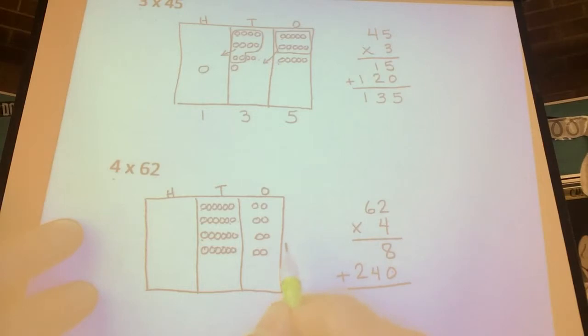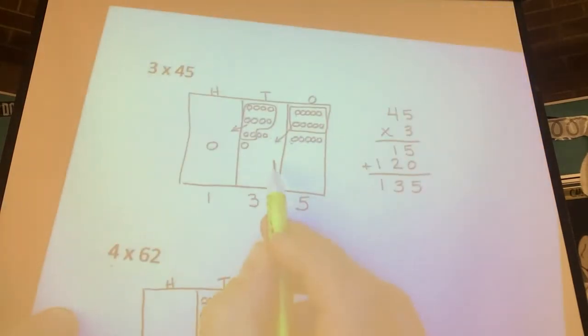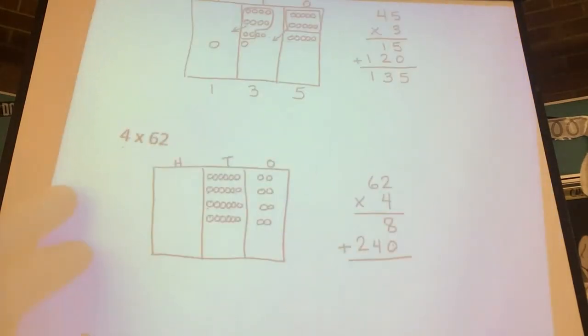So I'm going to regroup if I can. Just like we did up here, we regrouped if we could. Can I regroup here? Well, let's start with our ones. Do we have more than 10? 1, 2, 3, 4, 5, 6, 7, 8. I only have 8. I can put my 8 right here. Move over to my tens.